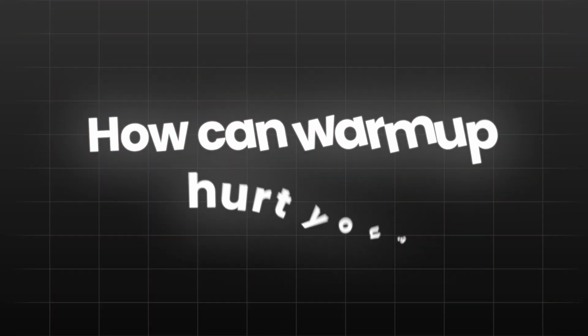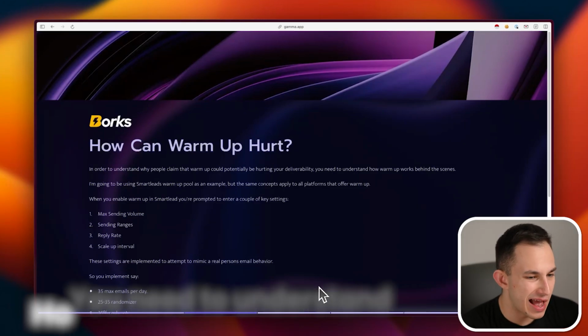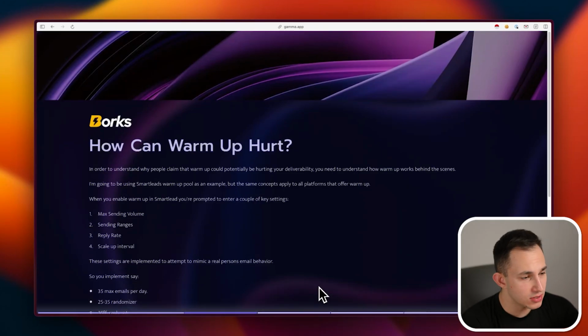Now, how can warm-up hurt you? Now, in order to understand why people claim that warm-up could potentially be hurting your deliverability, you need to understand how warm-up actually works behind the scenes. Okay, now I'm going to be using Smartly's warm-up pool as an example, but the same concepts apply to every other platform that actually offers warm-up.